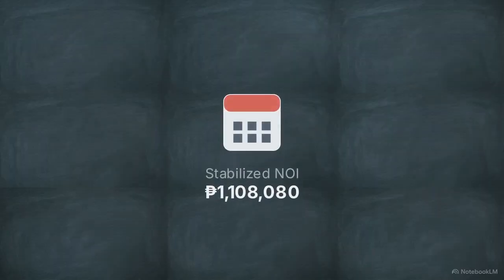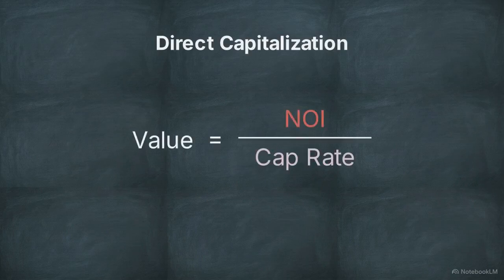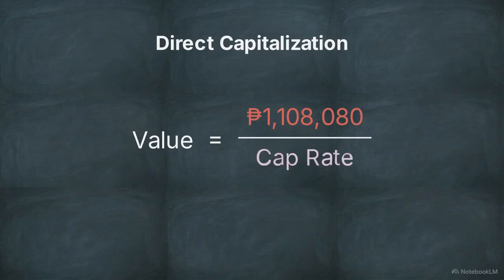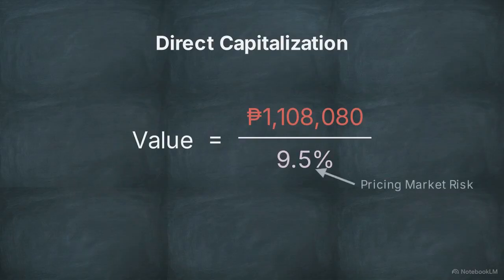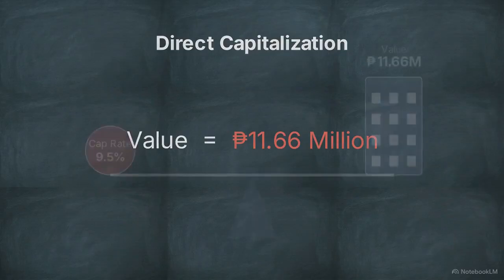Once we have a stabilized NOI, we convert that single year's income into a current lump sum value. This is done through direct capitalization. Value equals NOI divided by the capitalization rate. Our stabilized NOI of 1,108,080 pesos goes into the numerator. The denominator is the cap rate, here 9.5%, pricing market risk. Dividing income by cap rate yields an indicated value of 11.66 million pesos.